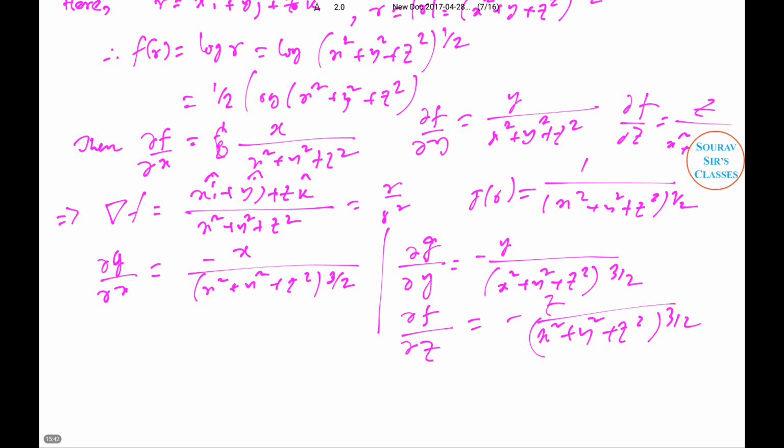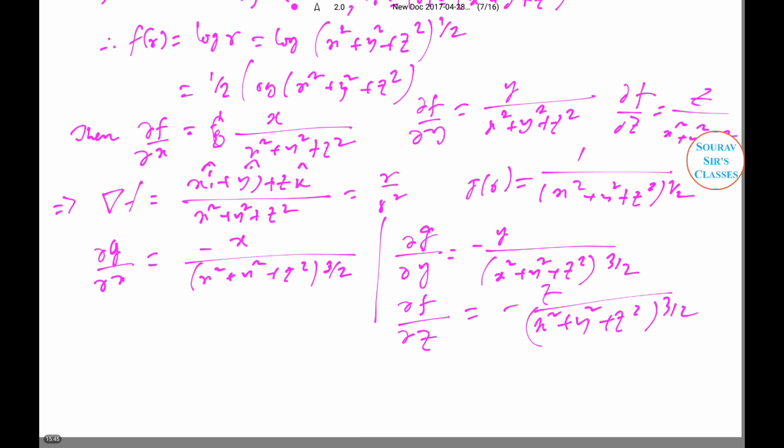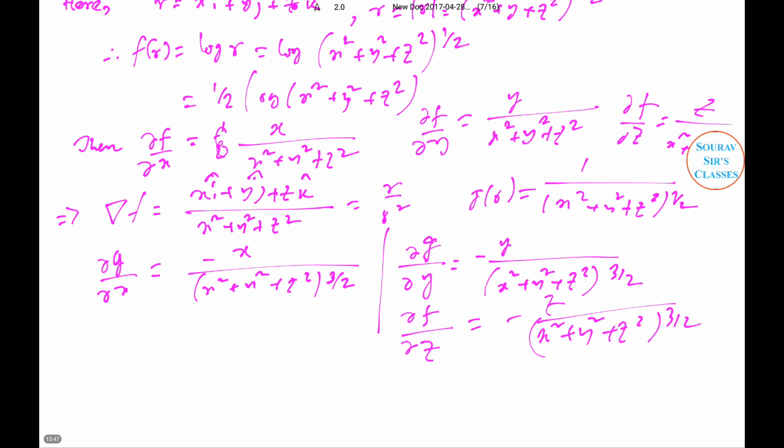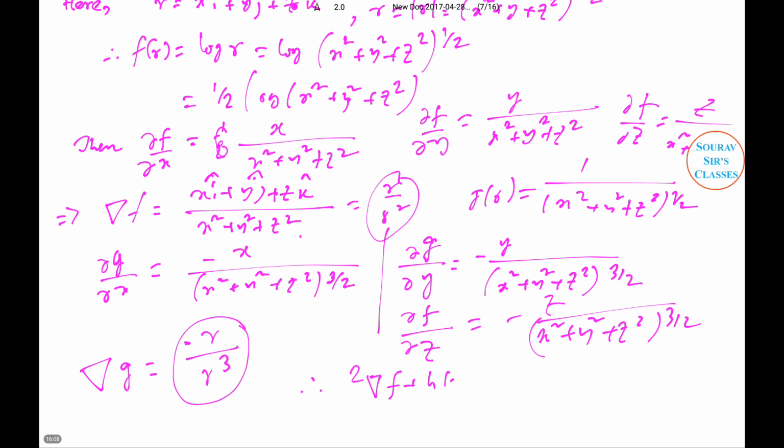After doing up to this level, all we have to do now is find this value. This will be again similar to this one. Put it xi plus yj, or this one will be only 3 by 2. So this is r minus r by r cube. So these are the two values we already got. So all you have to do now is put 2 into the value of f plus h of r and nabla g equal to 0.